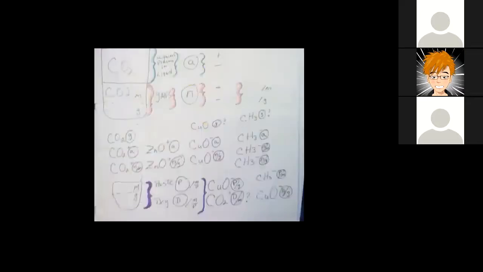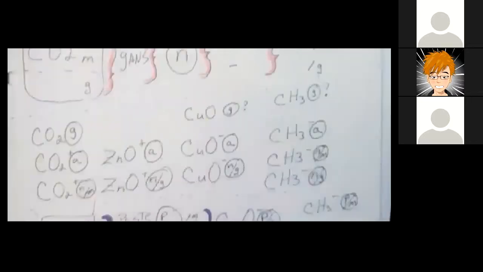The next row, let's see if I can expand it up a little bit more. There we go. A way of writing the nomenclature so it makes a little bit more sense. At the top one, it's CO2, and at this time we were using a circle around the lowercase g, so it was CO2 in the gaseous state.